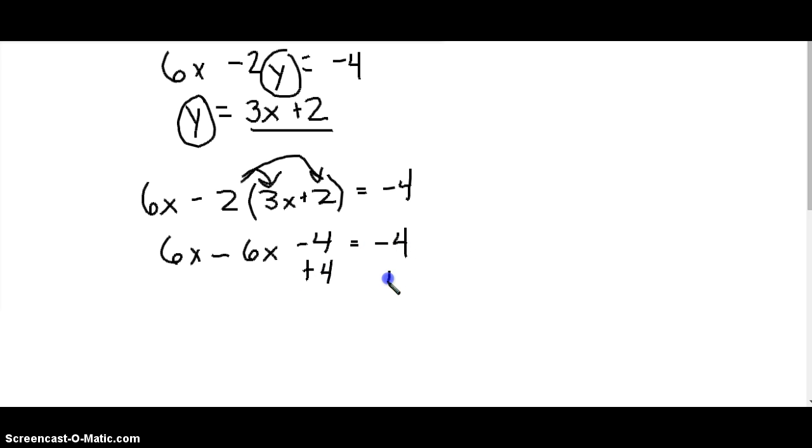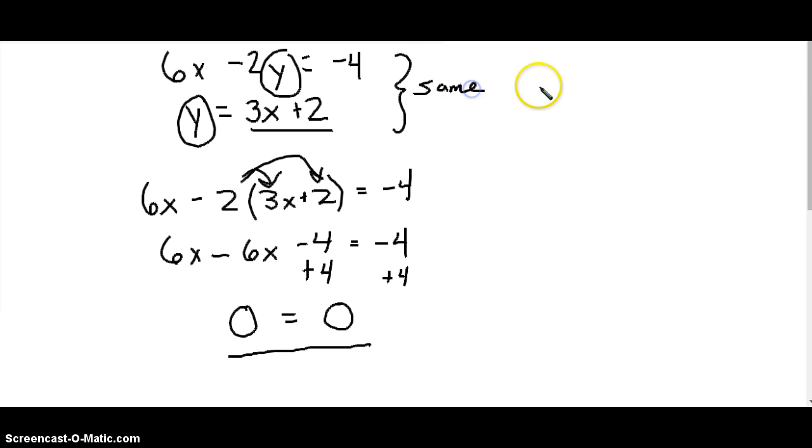Add 4 to both sides. We get 6x minus 6x, or 0, equals negative 4 plus 4, or 0. We know this to be true, so this means these two are the same line, or they have an infinite number of solutions.